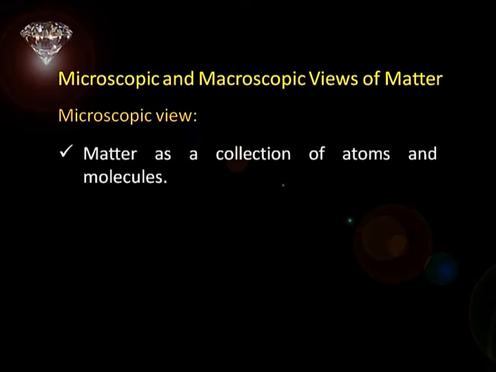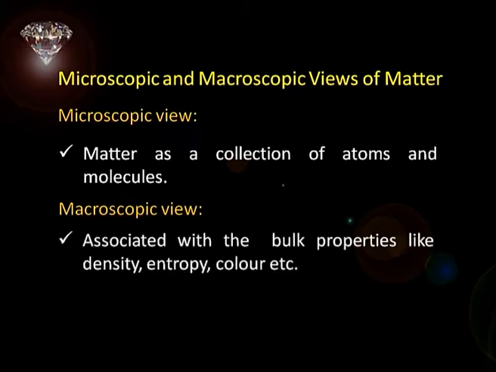of atoms and molecules. On the other hand, if I try to see in a macroscopic world, how do we look at matter? Matter can be seen in terms of the associated bulk properties, that is, what is the mass of the matter, density, entropy, energy, color, etc. So, when you talk about the macroscopic world, we talk about things as a totality of things, whereas in microscopics we talk about the atoms and molecules.